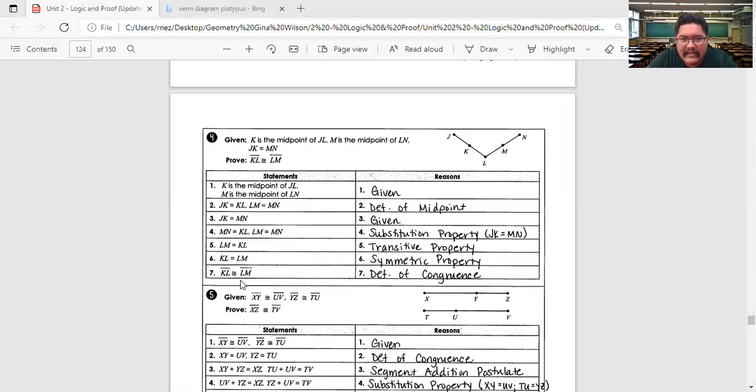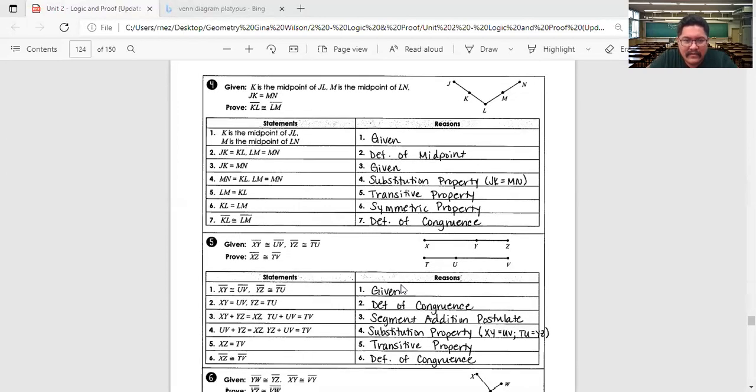So we write it back into segment notation. So we know that they are congruent, right? The definition of congruent is that they are the same size.